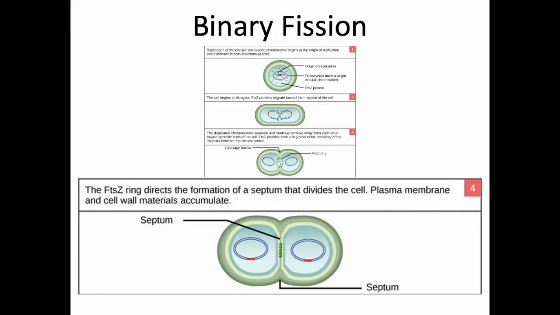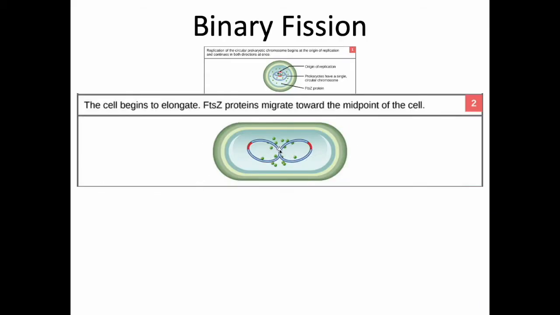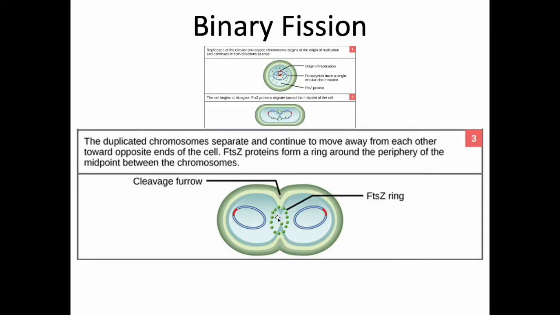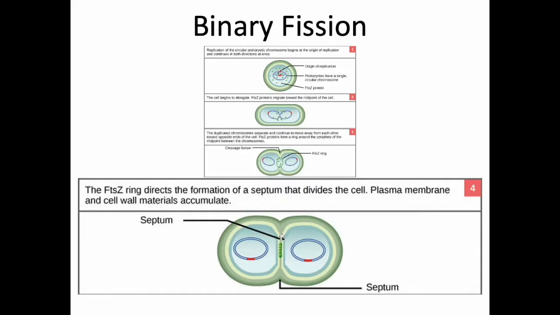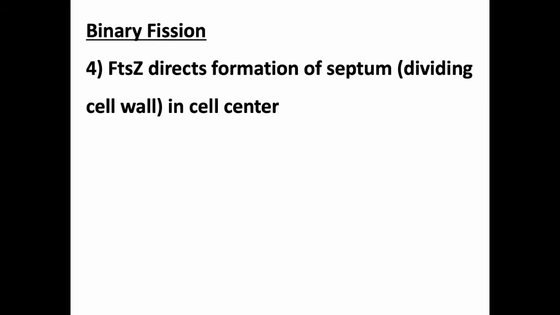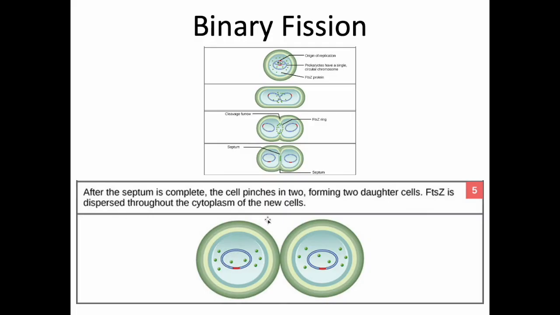That's why, if I can go back a few slides, it was so important that the FtsZ goes to the center and forms a ring at the center, because we need to have this wall made at the center. So step 4, FtsZ protein directs the formation of this septum, a dividing cell wall in the middle or center of the cell. And finally, wall's in place.